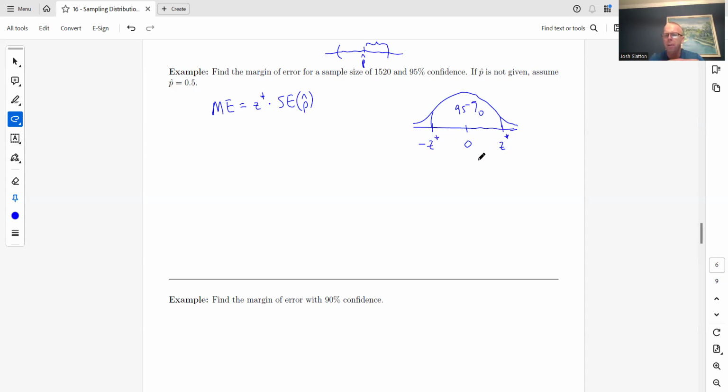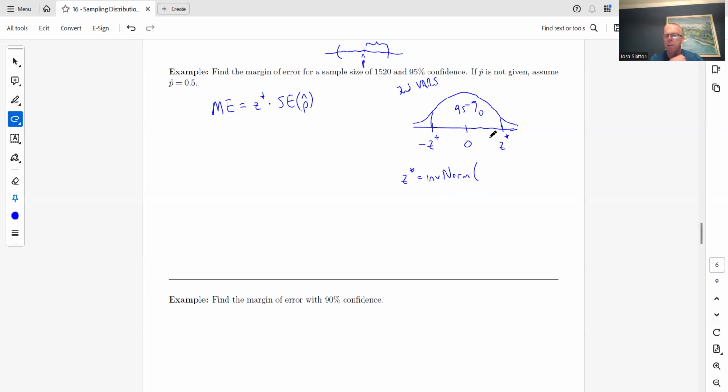Depending on your calculator, you may be able to do this directly. If you go on the calculator to the inverse norm, and you have the option for left, center, right, if you pick center, you can put in 0.95 for the area, hit center, and it'll give you the Z. But most people don't have that. So when you go to the inverse norm, as we did back in chapter 5, you go to second vars and pick number 3 for inverse norm on the TI calculator, and it asks for the area to the left of the Z that we're looking for.